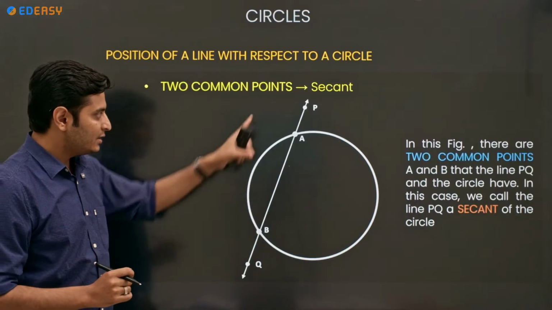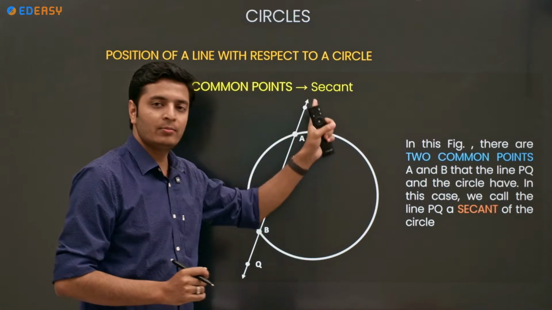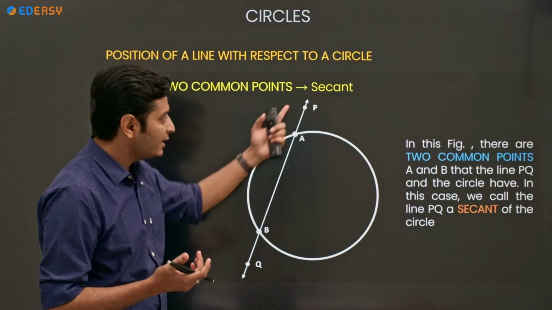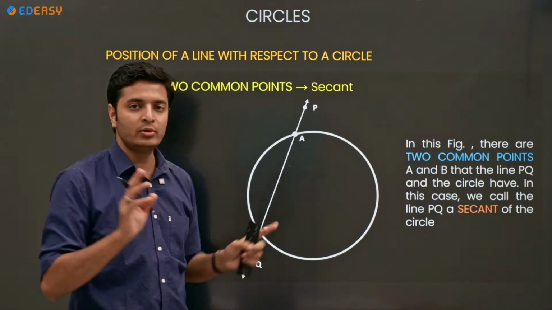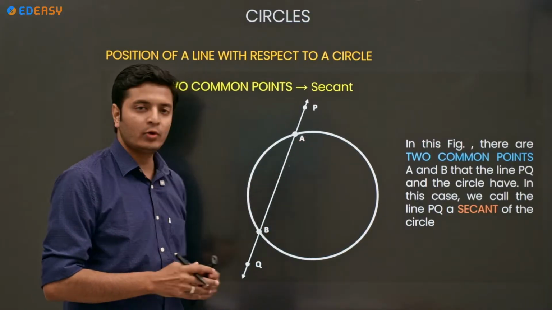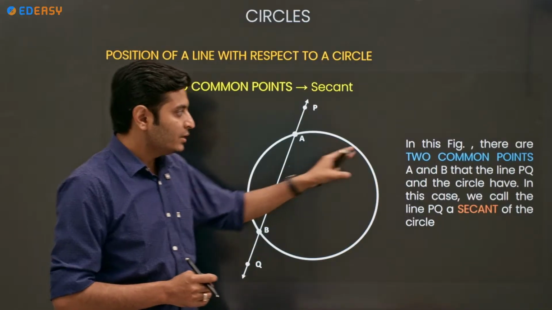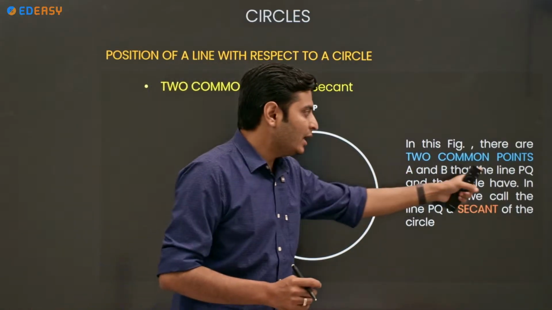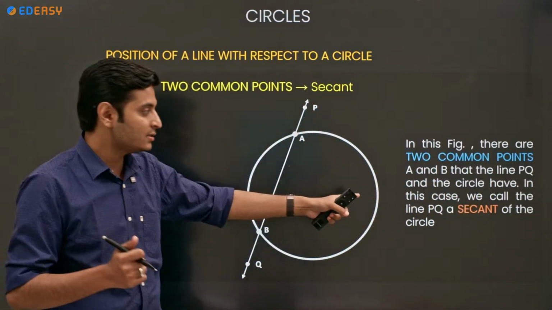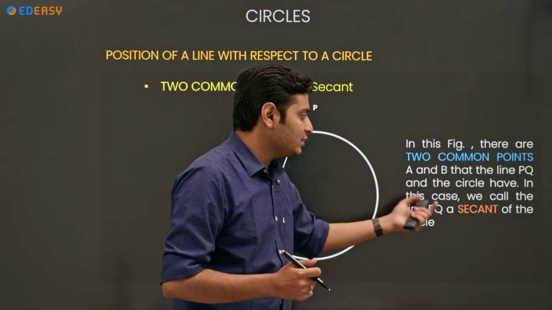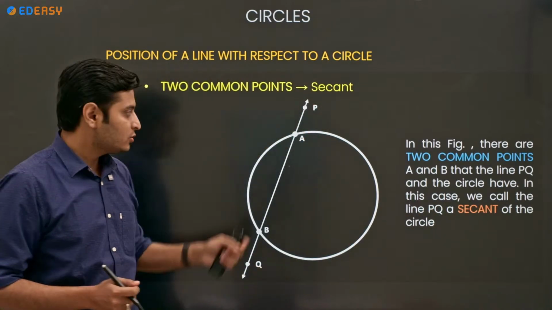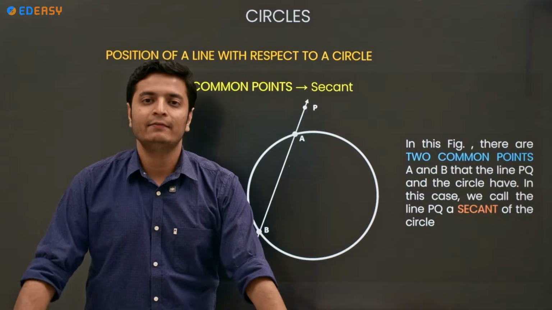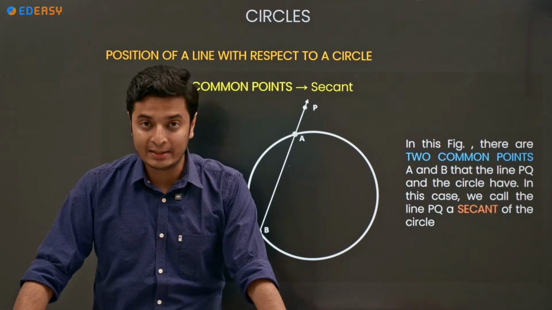Now, second case would be the same line is now like this, somewhat tilted or somewhat rotated. Now you can see this line is going from inside of the circle, or in simple language you can say that this line is meeting this circle at two distinct points, point A and point B, correct? So in this figure there are two common points, A and B. In this case we can call PQ a secant. So if a line is gonna intersect this circle at two distinct points, then we can call such a line a secant of the circle.